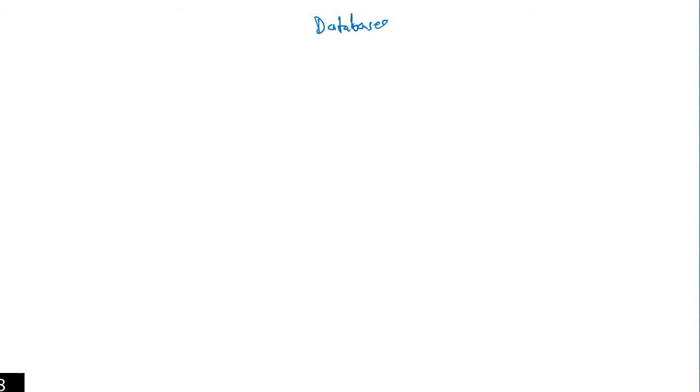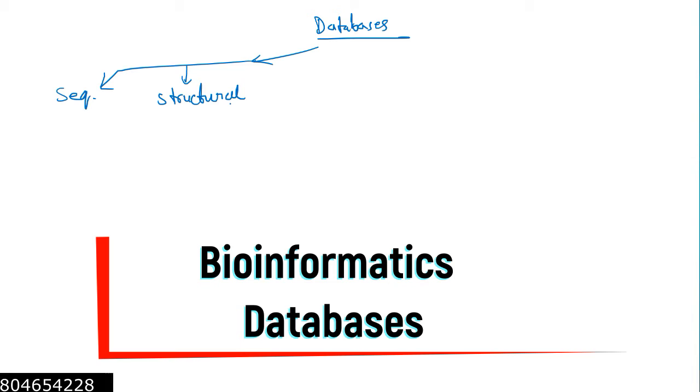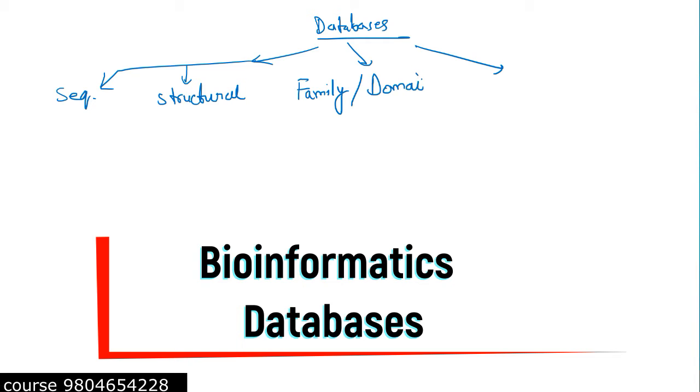Databases, based on this type, what we have: sequence database, we have structural database, right? Apart from that, we also have two more types of database here, which we will discuss now. We have family. For protein, we have family and domain, and we also need interaction database.